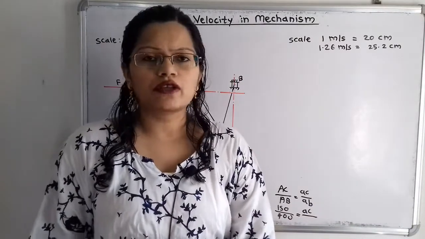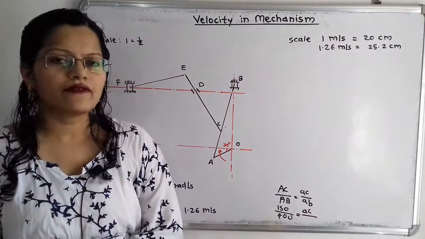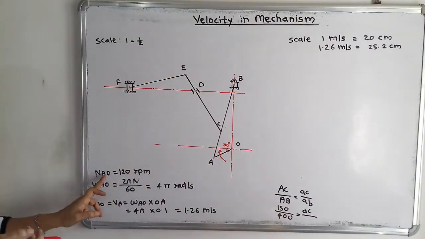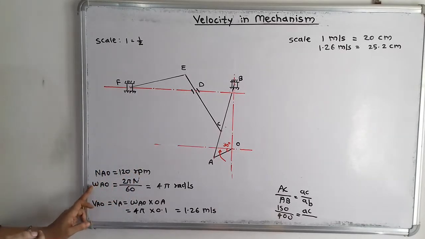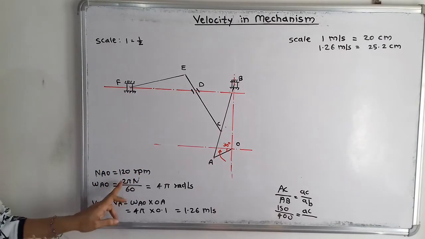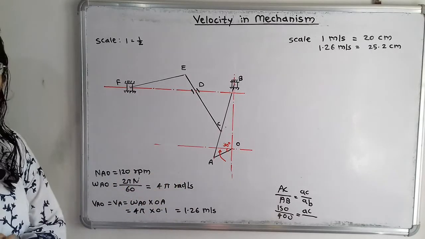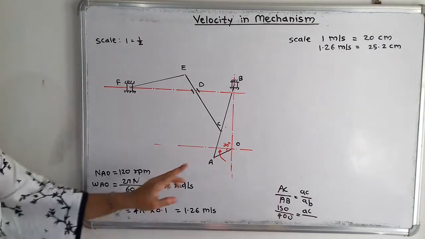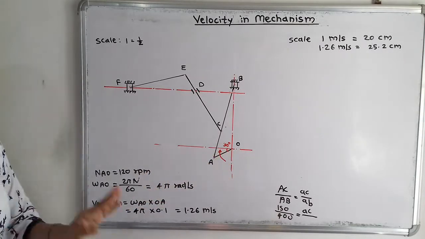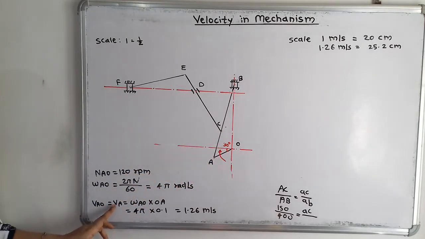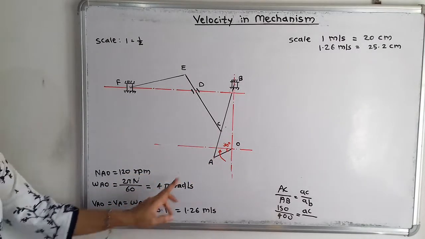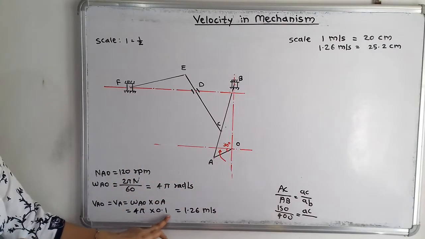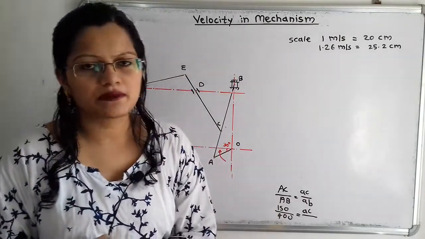Now we will move to draw the velocity diagram, but before that we will first calculate the linear velocity of the crank AO. Here N_AO is 120 rpm. From that we can calculate omega, the angular velocity of AO, that is 2 pi N by 60, which is equal to 4 pi rad per second. From that we will calculate the velocity. So V_AO means the velocity of A with respect to O. Point O is the fixed point, so we can also say V_A is equal to omega_AO into the length of OA. This length we have to take in meter. So 4 pi into 0.1 is equal to 1.26 meter per second.